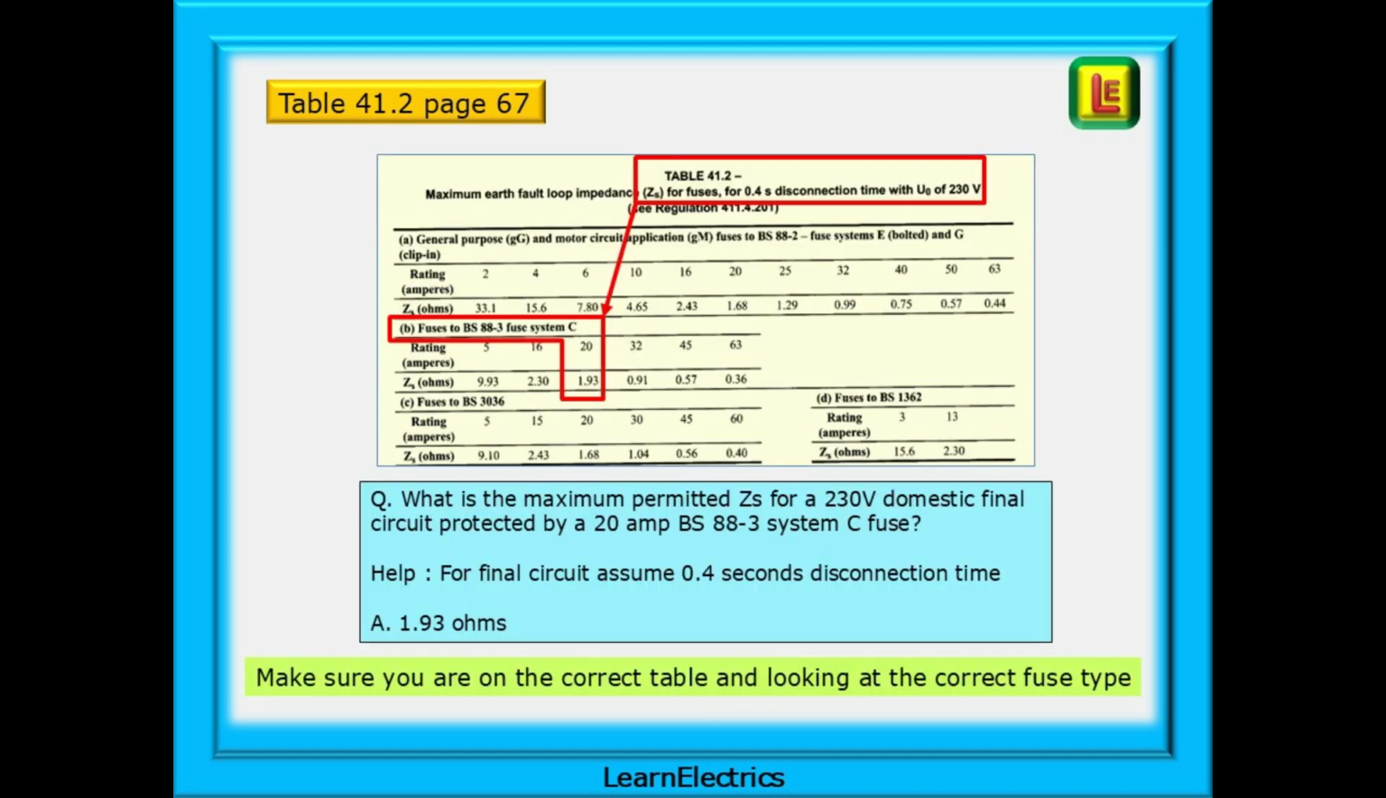Again, a question. What is the maximum permitted Zs for a 230 volt domestic final circuit protected by a 20 amp BS88-3 system C fuse? Remember, in an exam, for a final circuit, assume 0.4 seconds disconnection time. Follow the red boxes above, and out comes the answer of 1.93 ohms.